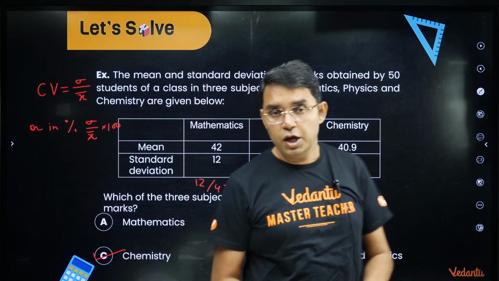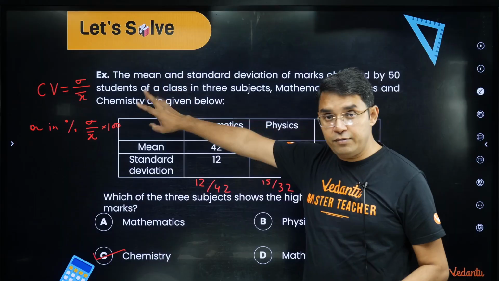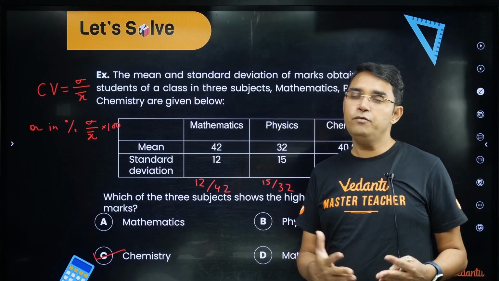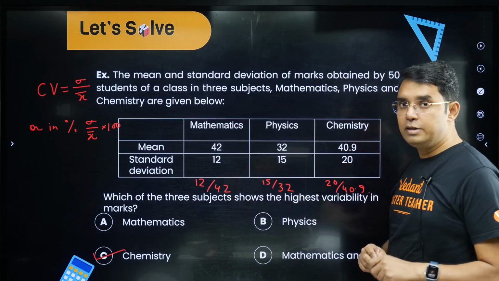Very simple question. You just need to understand this concept of CV, and you have to understand how CV is associated with variability. So the answer will be C for this question.